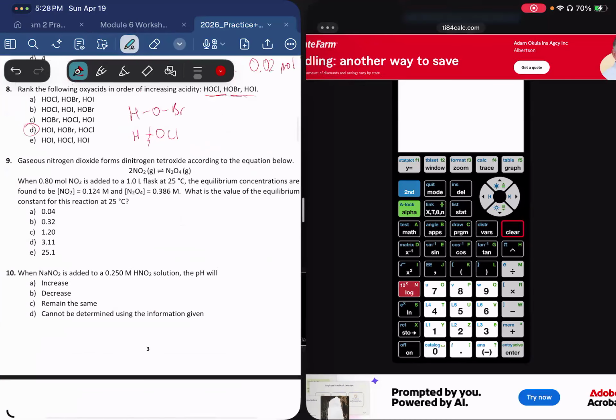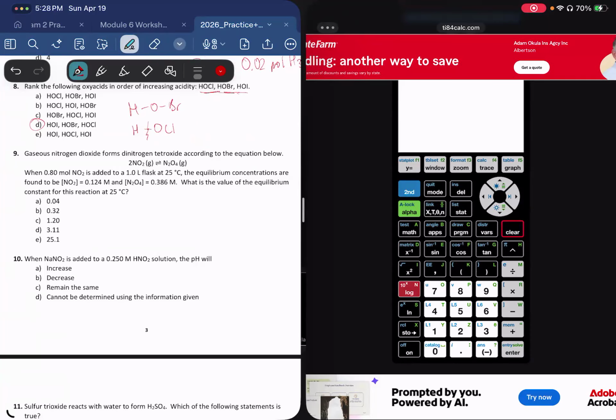Number nine, we got this whole thing. So gaseous nitrogen dioxide forms dinitrogen tetroxide. Okay, so there you have this. All right, nitrogen dioxide is added to a 1 liter flask. And the equilibrium concentrations are these two. Okay, what is the value of the equilibrium constant for this expression?